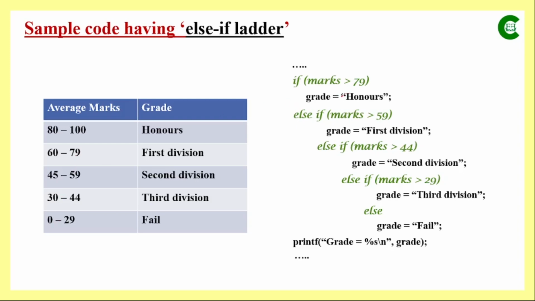Here when the marks is greater than 79, then the grade is honors. So it is 80 to 100. But what about the rest? The rest is from 0 to 79. So in the else part, we will have all these marks from 0 to 79.